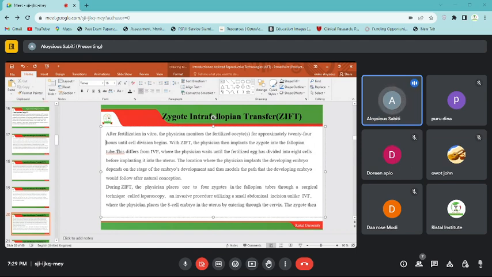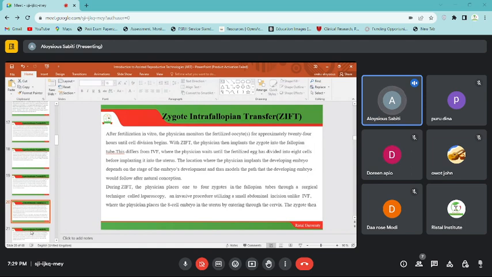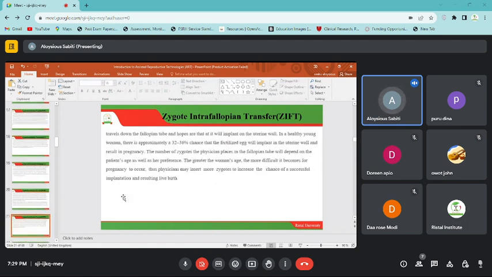However, you can see that using the IVF, the embryo is entered directly through the cervix. So the IVF, unlike the ZIFT, does not necessarily involve a surgical procedure. So the zygote then travels down the fallopian tube and hopes that it will implant on the uterine wall.